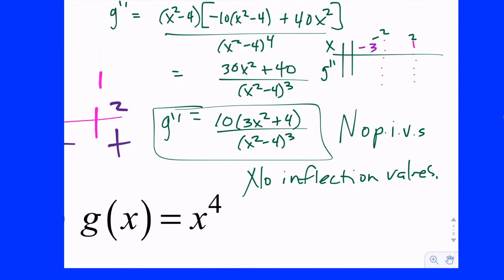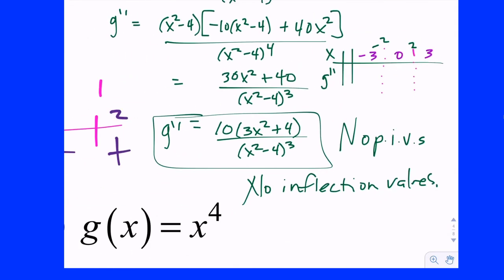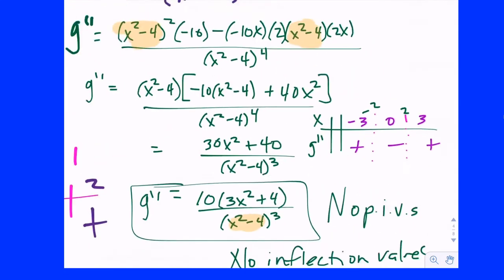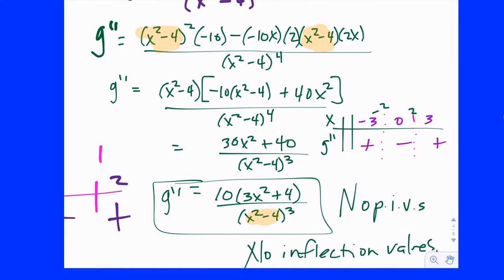How about a negative 3, 0, and a 3? Plug in a negative 3 and you get, top is always positive, right? X squared minus 4, when you cube it, the cube preserves the sign. So notice the sign of all of G double prime is determined by x squared minus 4. Would you agree? And x squared minus 4 is a parabola that goes from positive to negative to positive. So really, that's all you have to do, or just plug them in. So this graph you can now say is concave up for all x less than negative 2 and all x greater than 2, and concave down between negative 2 and 2.